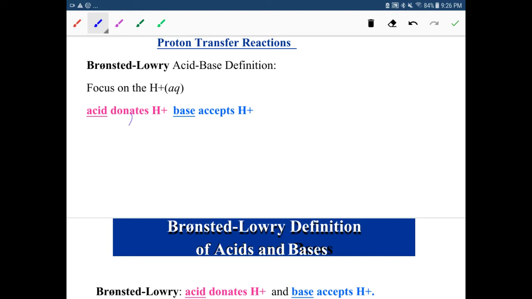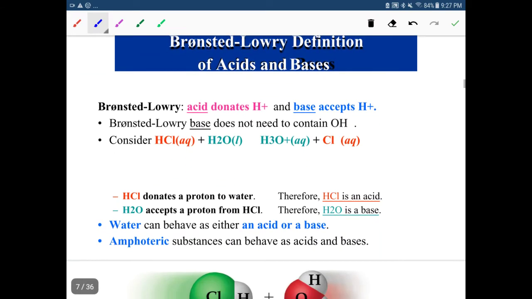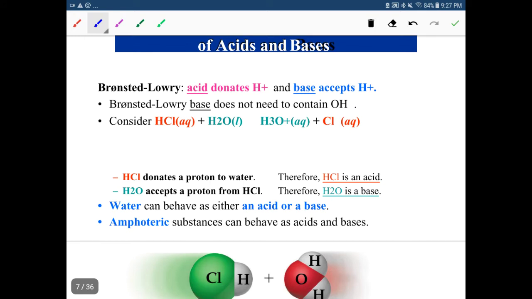When we say donates here, we're saying gives up or loses. When we say accepts, this means takes away or gains. So a base gains an H plus, an acid loses an H plus, as we're going to see. All right, so take this as an example.